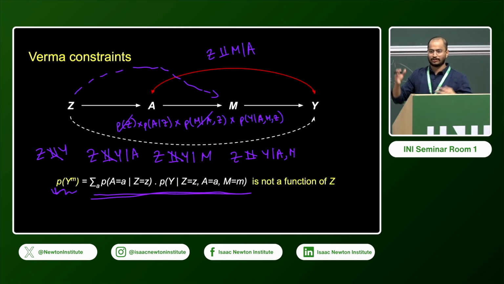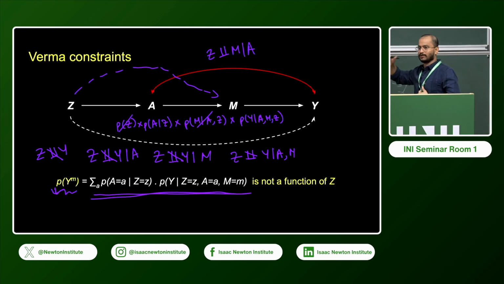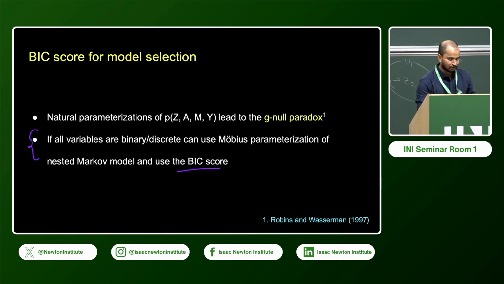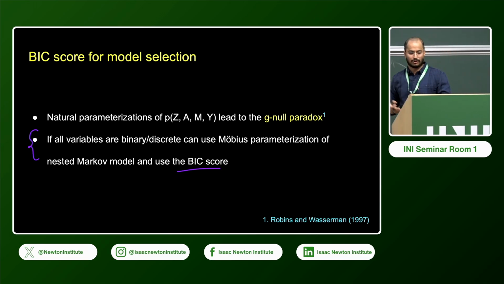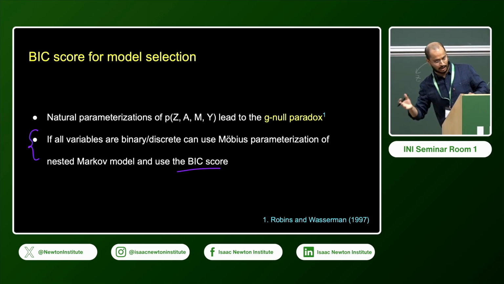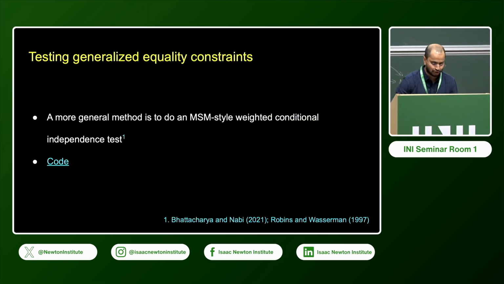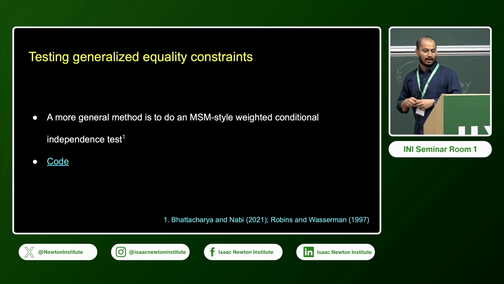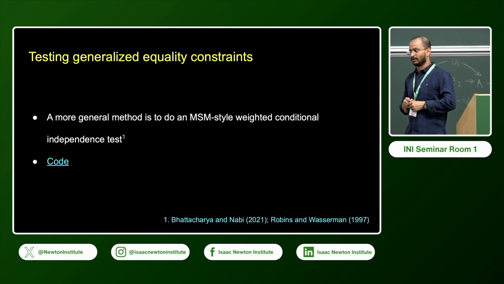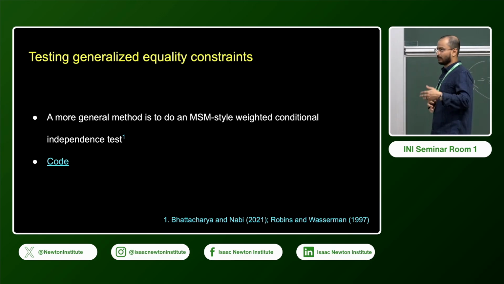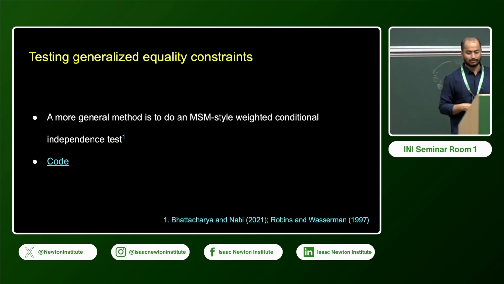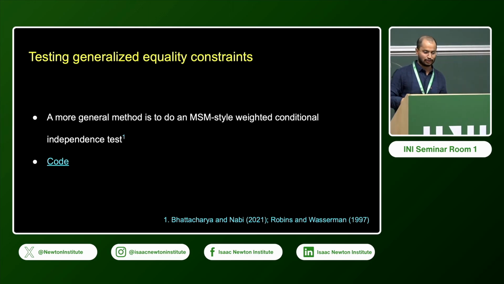Now, that requires you to specify a fully parametric model because you have to assume everything is binary or discrete. You could also do this with linear SEMs, so you would then specify a multivariate Gaussian. But a more general way is an MSM-style conditional independence test. In MSM, you do some sort of reweighted regression, so in this case, you could also do a reweighted regression to do this conditional independence test.